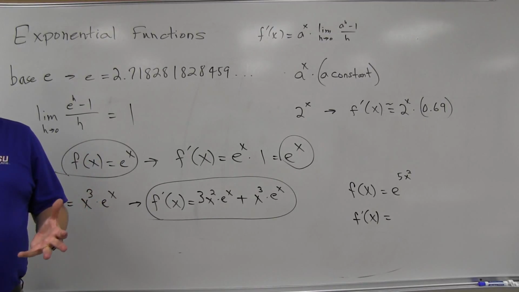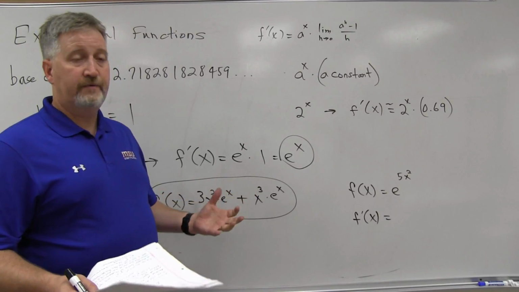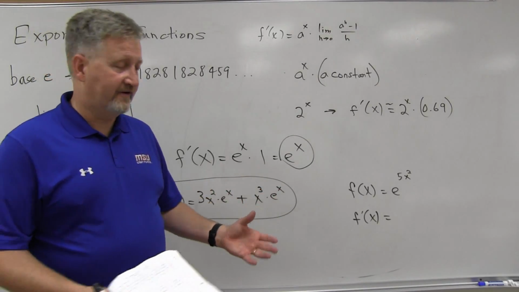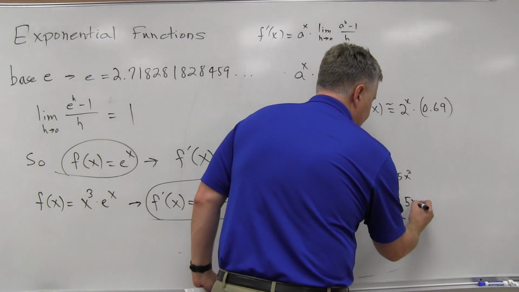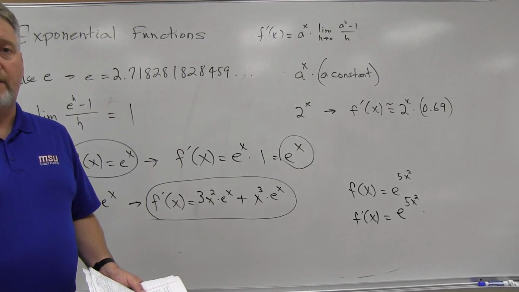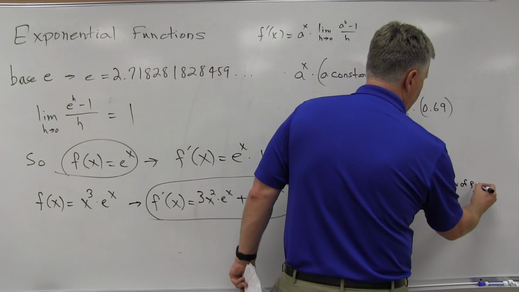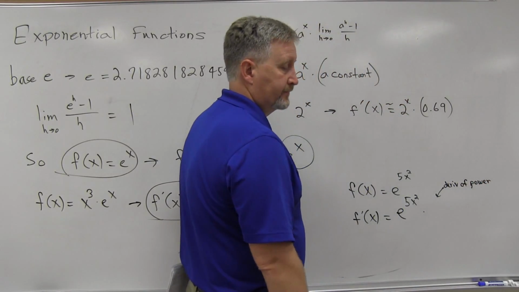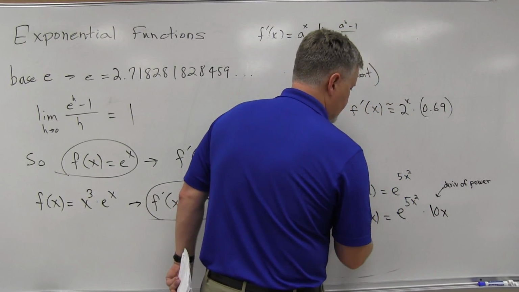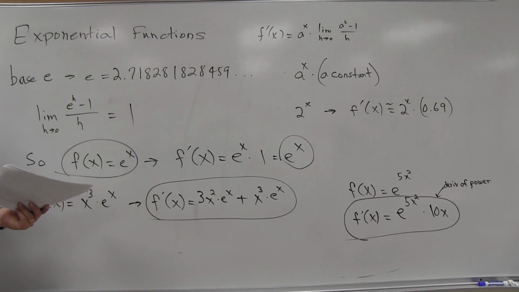So with that in mind, what's the derivative of the outside? Well, it's e to a power. The derivative of e to a power is e to the power. But since it's a chain rule, I also have to do the derivative of the power. What would that be? Derivative of 5x squared, 10x. With me there? So if you've got e to a power other than just x, it's e to that power times the derivative of the power, because it's a chain rule.